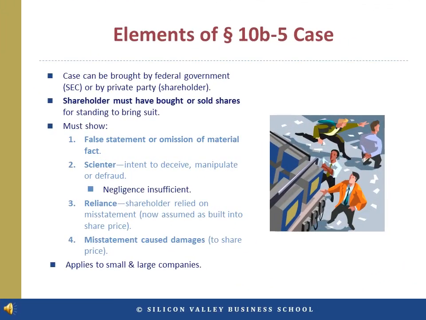A 10B-5 case can be brought by a shareholder, a private party, as well as the federal government via its agency, the SEC. The shareholder must have actually bought or sold shares for standing to bring suit. The plaintiff must show 4 factors. The claim is triggered by a false statement or omission of a material fact. Anything that would affect a reasonable investor's decision to buy or sell shares is considered material.